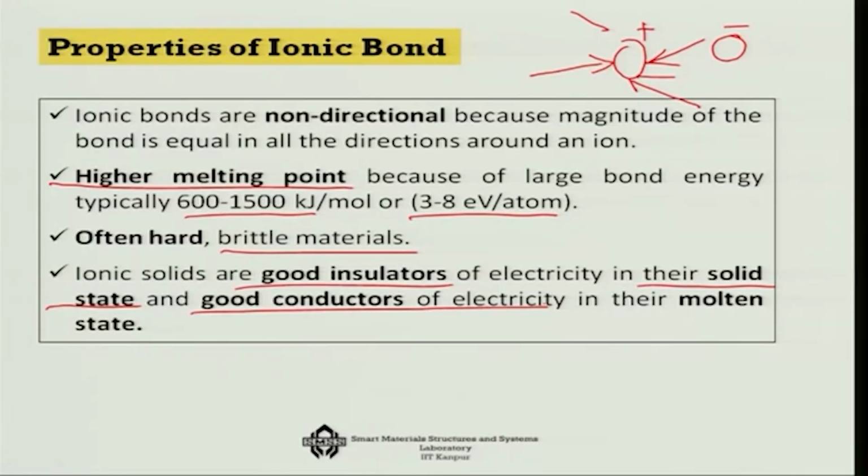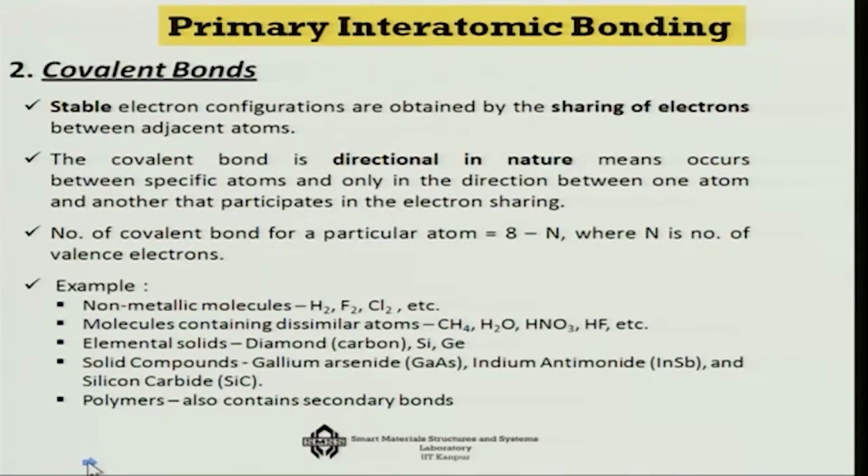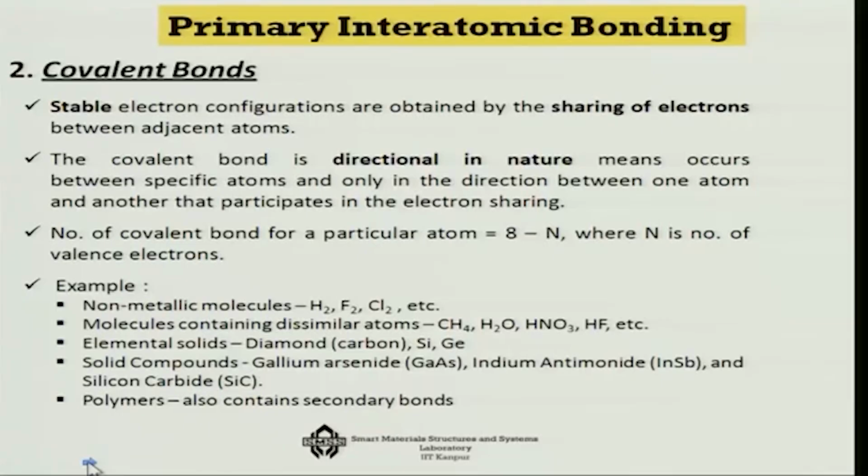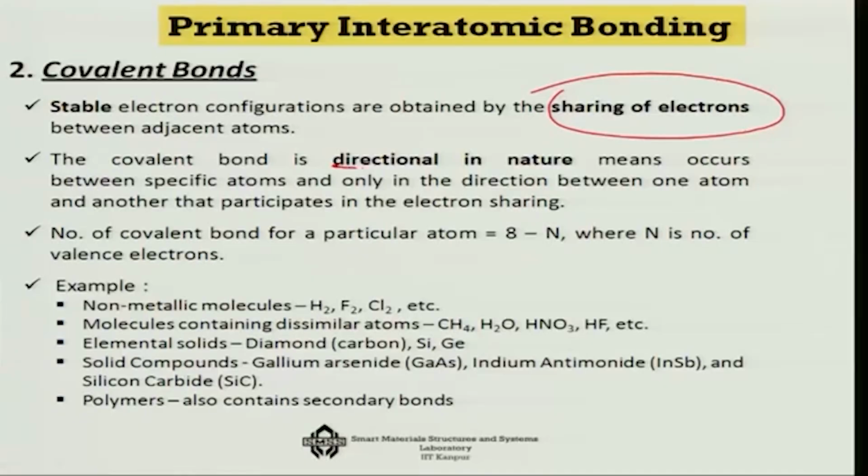So, that is the property of an ionic bond. Now, let us go to another important interatomic bonding, that is called covalent bonds. These covalent bonds are stable electronic configurations which are obtained not through electropositive and electronegative attraction, but through the sharing of electrons between the adjacent atoms. Naturally, this sharing cannot happen from any direction; it is directional in nature. Covalent bond is directional in nature.